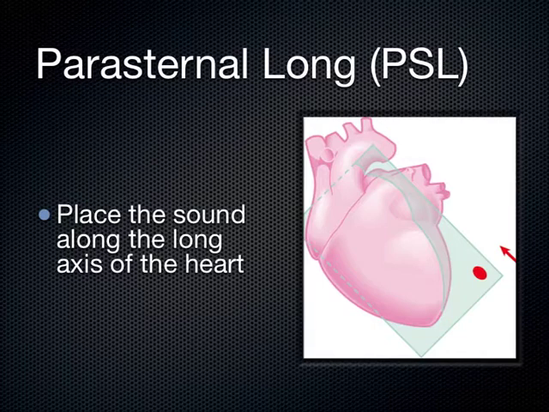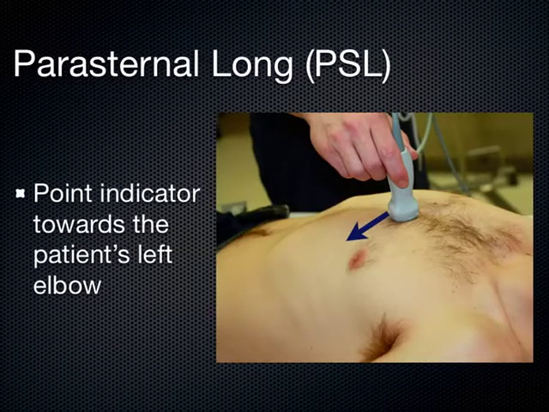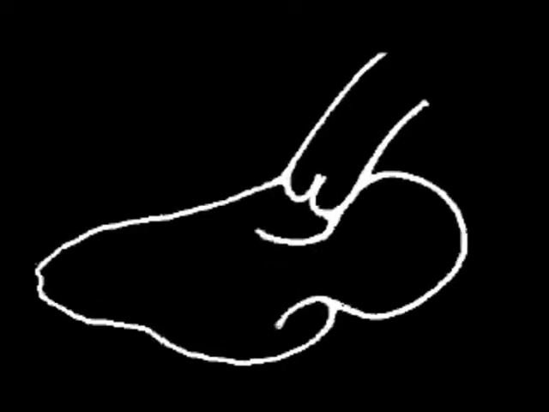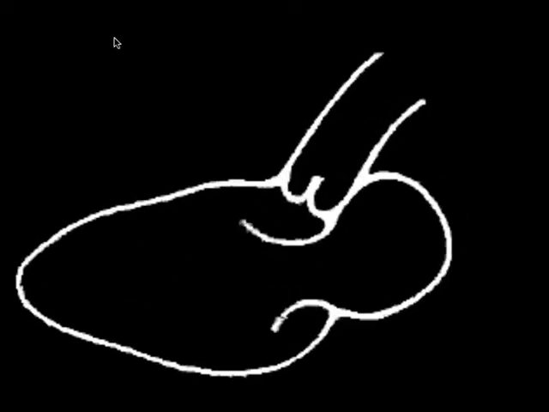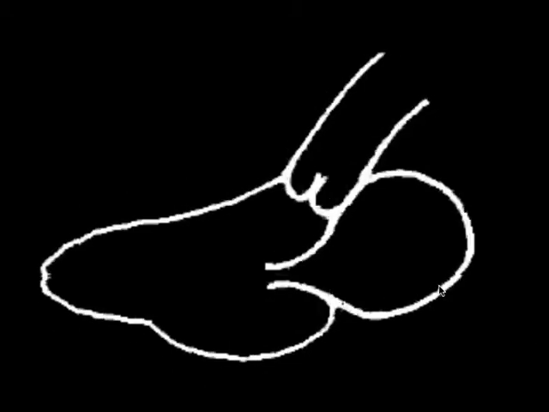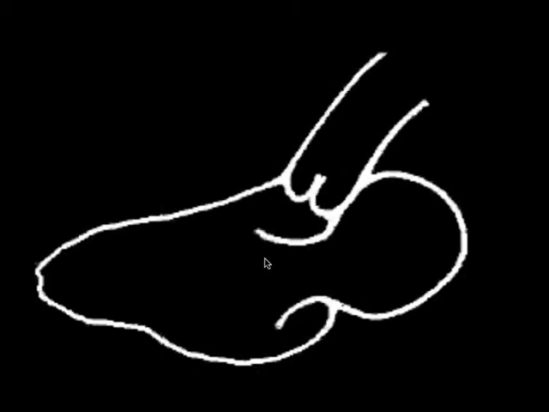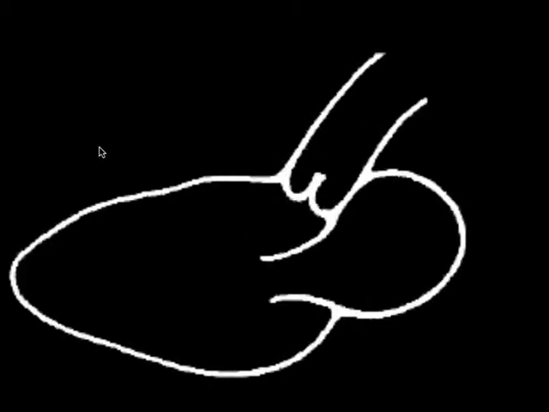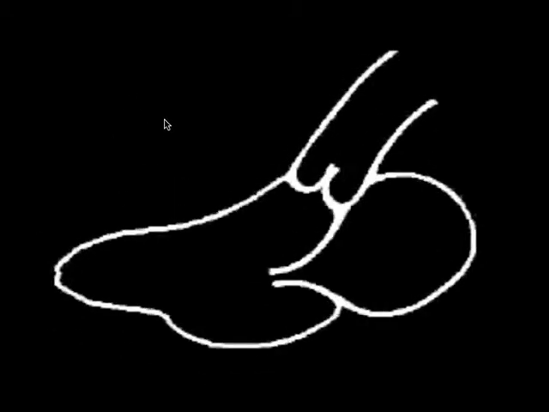And so, you kind of get it along here with the indicator aimed down towards the patient's left hip or left elbow, and that's why when you do this, it puts the apex on the indicator side of the screen. So the indicator is over here, and since we're aiming the indicator towards the apex, that's why we see the apex over here. Now, this is a three-chambered view of the parasternal long. This is the left atrium, here's the left ventricle, and this is the aortic outflow tract up here with the right ventricle sitting up here.